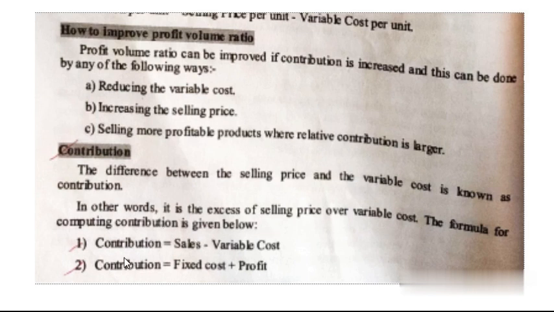So the formula is contribution is equal to sales minus variable cost. Contribution is also equal to fixed cost plus profit. You can either find contribution by fixed cost plus profit, or as you know, sales minus variable cost will give you contribution. Contribution minus fixed cost will give you profit. So if you go in reverse order, you will adopt this formula. If you add profit and fixed cost, it will tell you how much is contribution. If you subtract variable cost from sales, you will get your contribution. So you need to know these formulas to solve the problems.